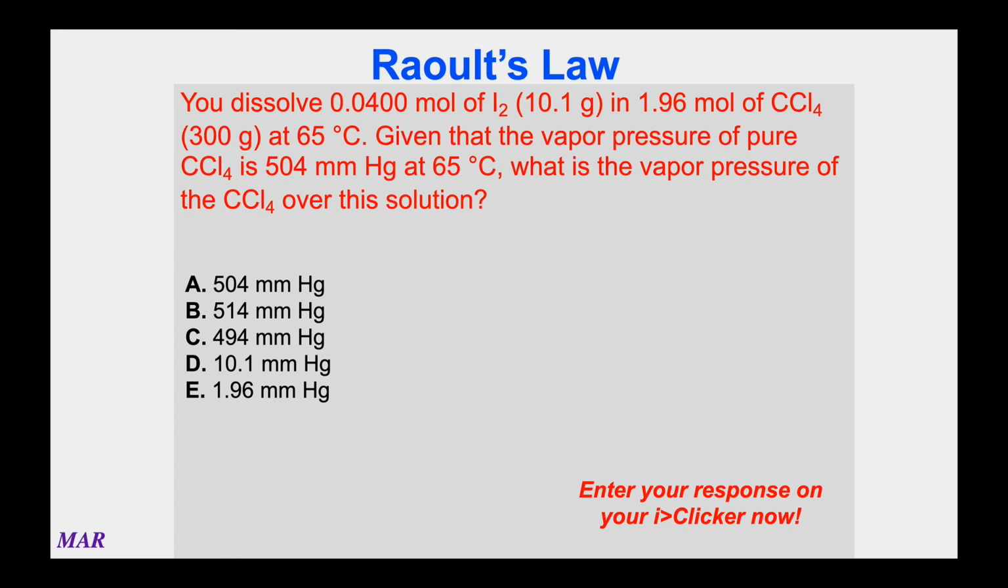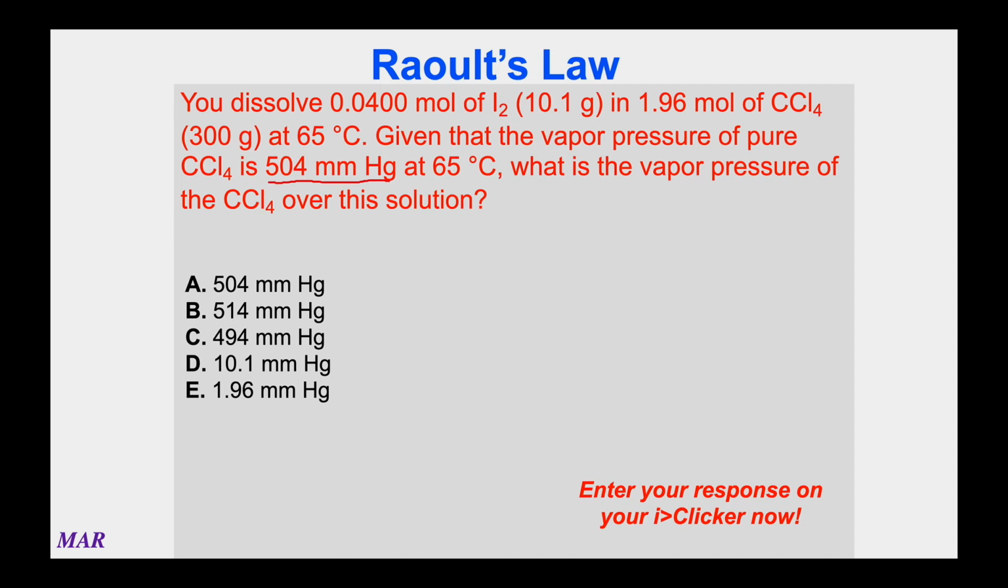Okay, so in this kind of problem, we're going to use Raoult's law, and we're going to calculate the vapor pressure of the solvent in the solution. And that's going to equal the mole fraction of the solvent, and that's important, times the vapor pressure of the pure solvent at that temperature. And if you read through that data, 504 millimeters of mercury, that's the vapor pressure of pure CCl4 at that temperature.